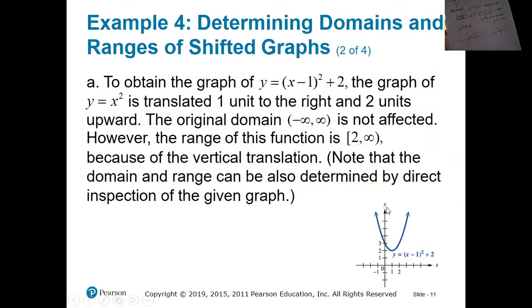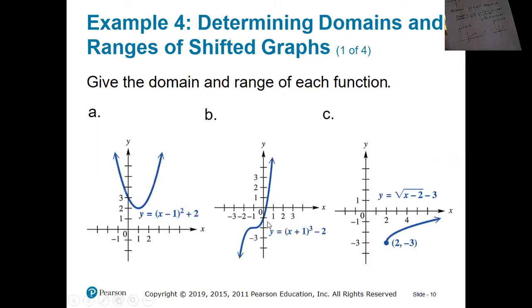All right, so let's take a look at the next one. Let's look at this cubic graph. So this part, remember, just starts at 0, 0. So we went 1 to the left and down 2 to get that. This is the starting vertex at 0, 0. We went 1 to the left and down 2. So our parent equation is y equals x to the 3rd.